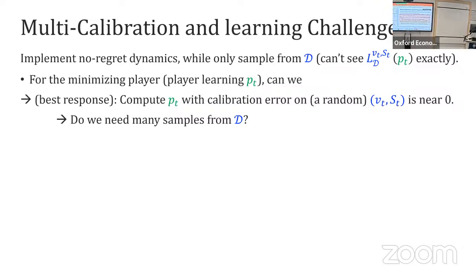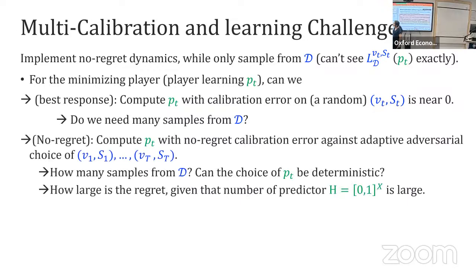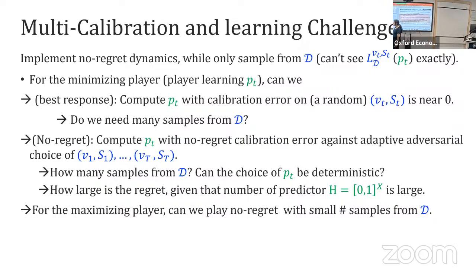The question you might have is, do I need a lot of samples to establish that? The no regret has similar challenges in the sense that you want to have a no regret calibration, but now it has to be against an adversarial sequence of choosing what population of people and what predicted values. You can ask the same questions in how many samples, or you can also think about how large the regret is, because both of them matter. For the maximizing player, you might want to play no regret or best response, and the same questions come in.